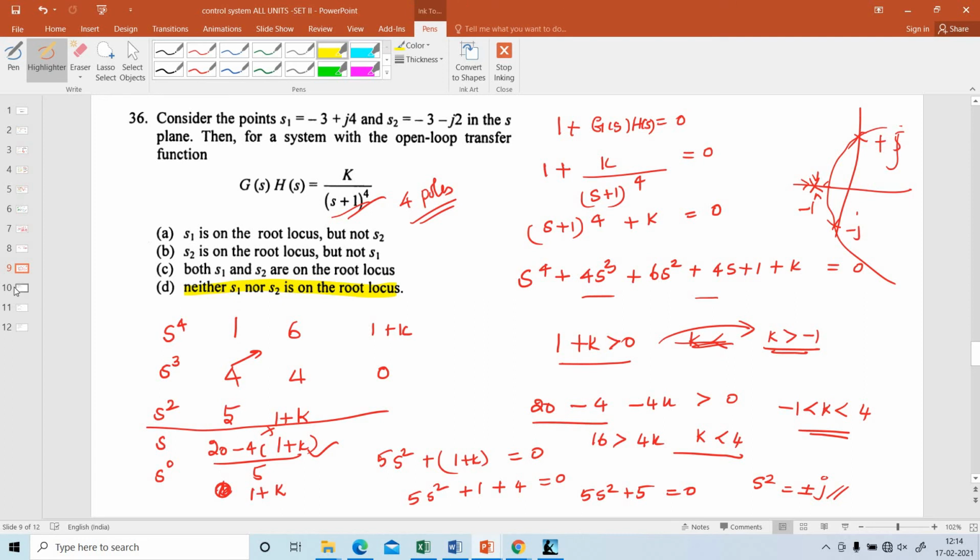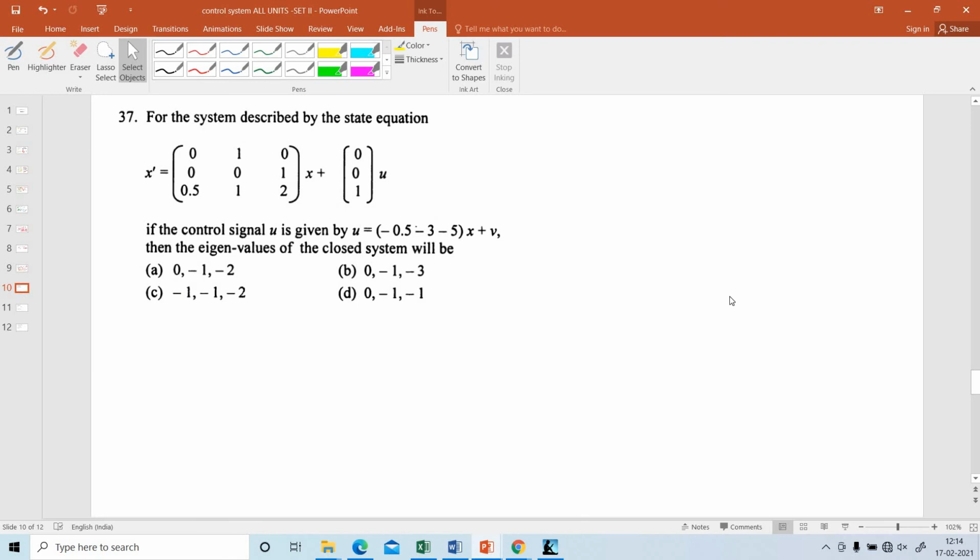And next, problem number 37. For the system described by the state equation x dot equal to 0, 1, 0, 0, 0, 1, 0.512, 0, 0, 1. If the control signal u is given by u equal to minus 0.5, minus 3, minus 5 into x plus v, then the eigenvalue of the closed loop system will be. Here I am going to find out u. So u is equal to minus 0.5, minus 3, minus 5 into x plus v.